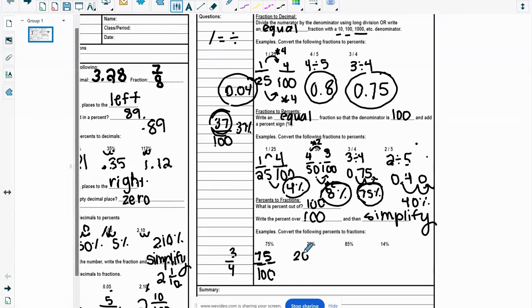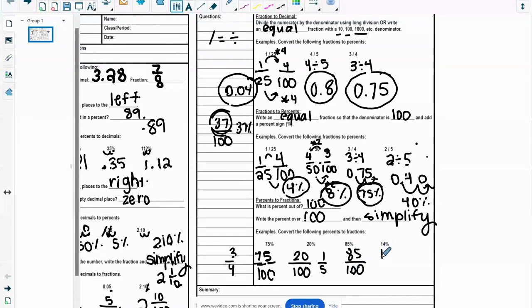20% would be 20 over 100. Technically, both those numbers could be divided by 20, which would give you 1/5 if the directions say to simplify. But if they don't, you can leave it. 85% would be 85 over 100. Technically, both those could be divided by 5 to simplify.